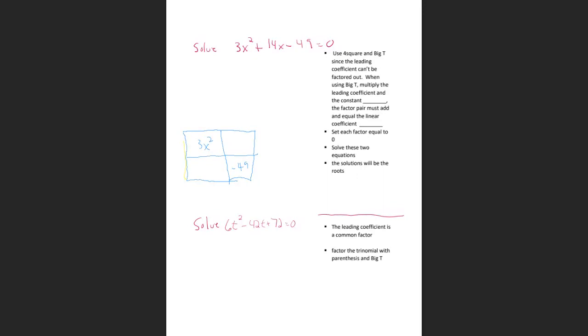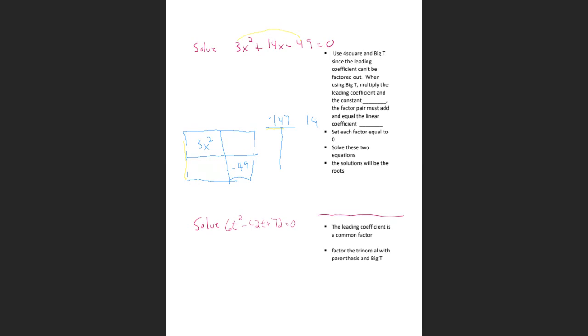The catch is, since there's a coefficient in front of the quadratic term, when we make big T, you actually have to multiply 3 times this negative 49. When I multiply 3 times negative 49, I may need a calculator for that, we get negative 147. So when I use big T, it becomes not so good because we get a crazy number to start with, negative 147. But using a calculator, we can manage it. So remember, the factors of negative 147 have to add up to be this 14.